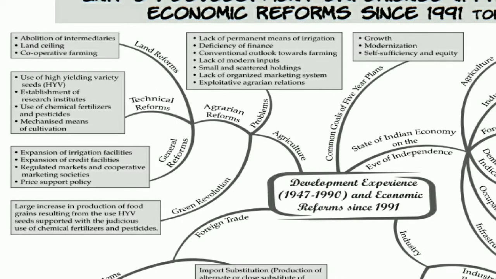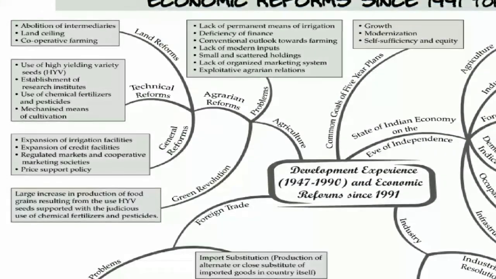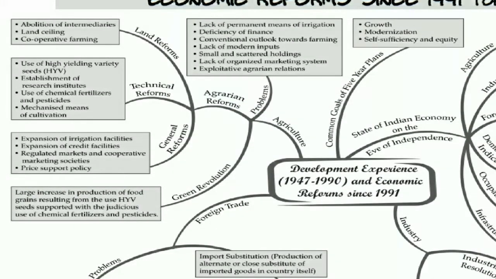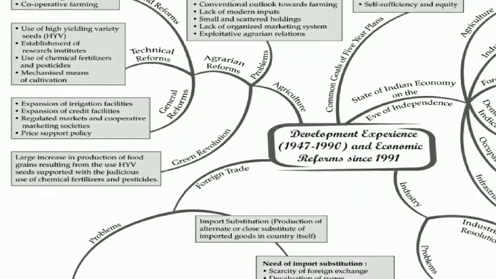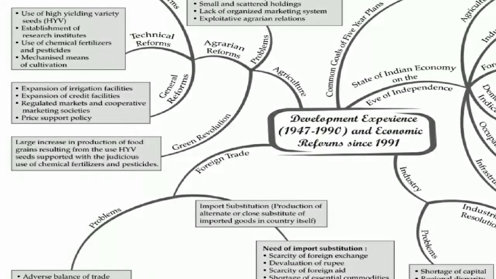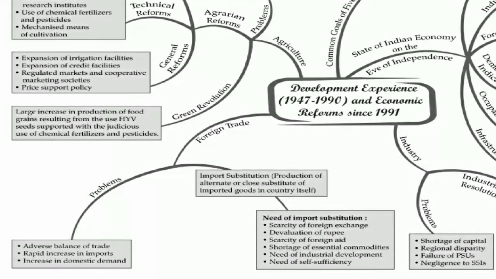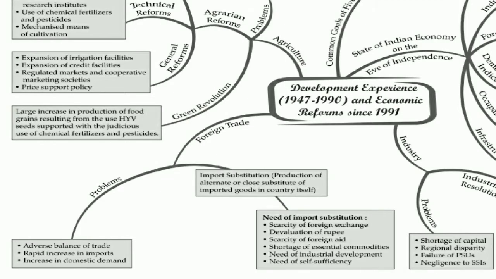In land reforms we have studied the abolition of intermediaries and land ceiling. Similarly, in technical reforms we have studied the green revolution, using HYV seeds, chemical fertilizers and pesticides, and the mechanization of cultivation. In general reforms, we have seen irrigation facilities, credit facilities, and similarly MSP, meaning minimum support price. In the green revolution, we have studied how the HYV seed created a magical scenario in the agriculture sector.